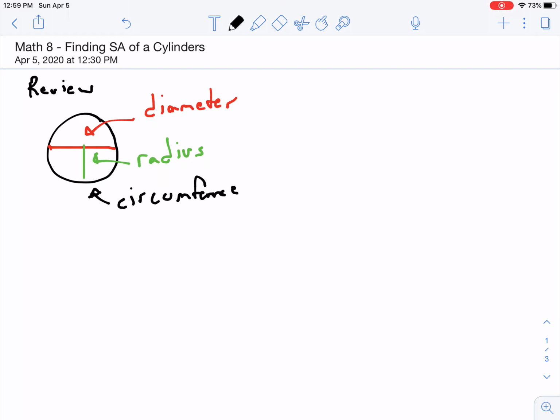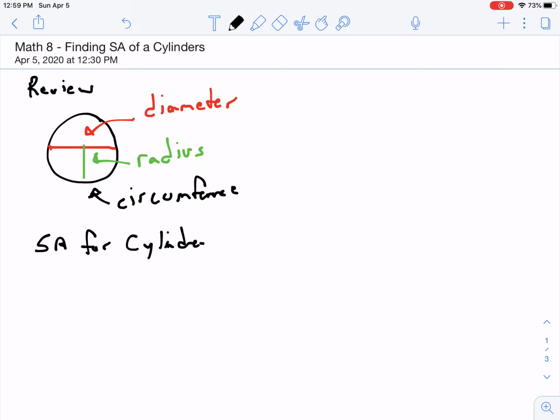Okay, so it's really important for us to remember these words. When I say diameter, I'm talking about the line from one edge to the other of the circle, circumference, the distance around the circle, and radius from the middle out. So let's go into actually finding the surface area for a cylinder.